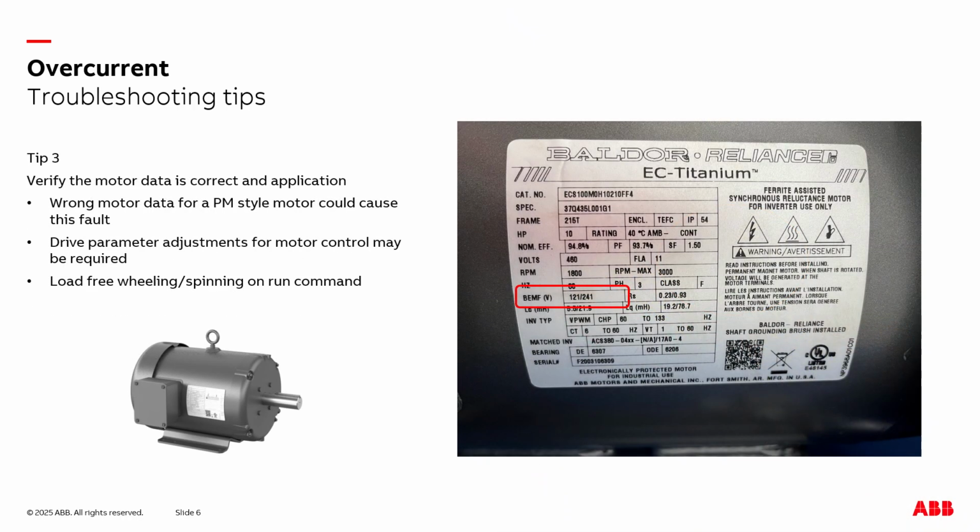The third cause of an overcurrent trip that we're going to review is related to the motor data that is programmed into the drive. This is especially important to review when dealing with a permanent magnet style motor or a synchronous reluctance motor that can have magnets embedded into the air gaps. ABB sells this type of motor as the EC titanium motor, for example.